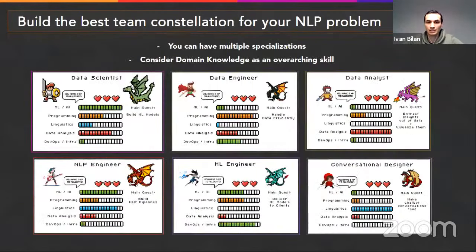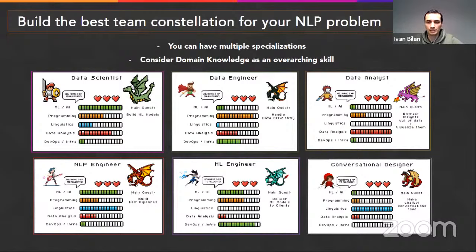Right. So as I said, I don't think there's a strict separation between these data role archetypes. I think you can treat them more as a specialization, right? You can specialize in multiple of these. You can be a good data scientist and a good ML engineer. You can be a good NLP engineer and also be a data analyst. So there are no boundaries here.